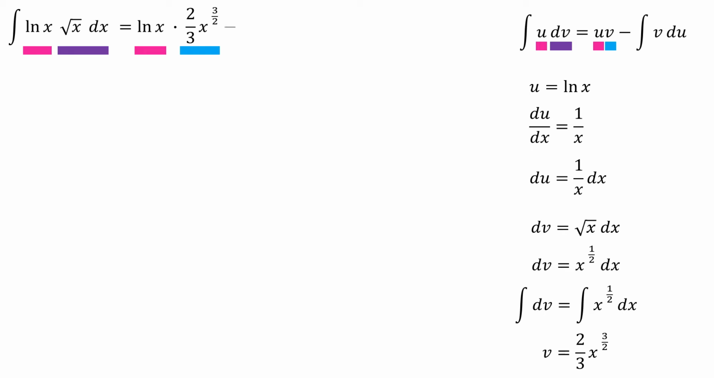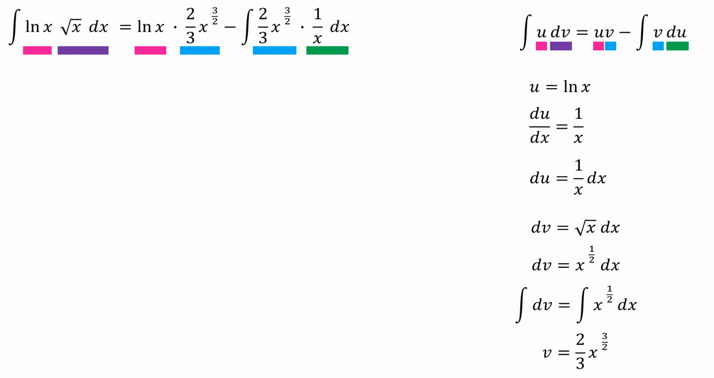I need my subtraction symbol. I need my integral symbol. V. Okay, when we integrate it, I got 2/3 x to the 3/2. And so that's my v. Du is 1 over x dx. All right, now I've got it rewritten in the correct format of u times v minus integral v du.